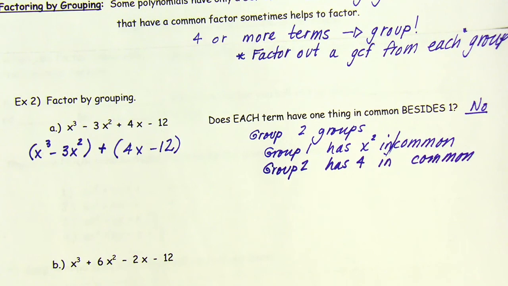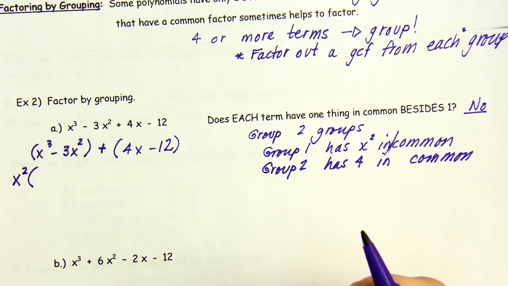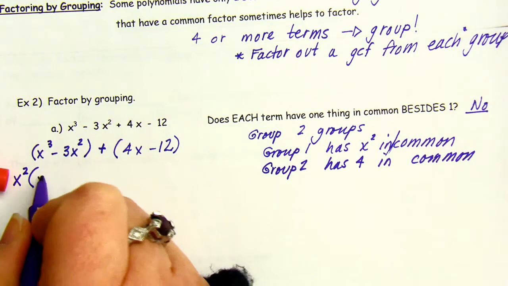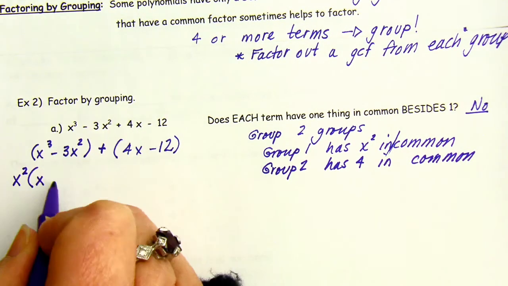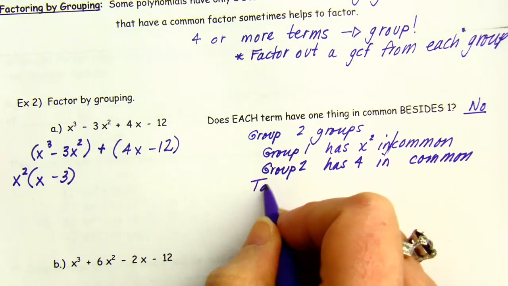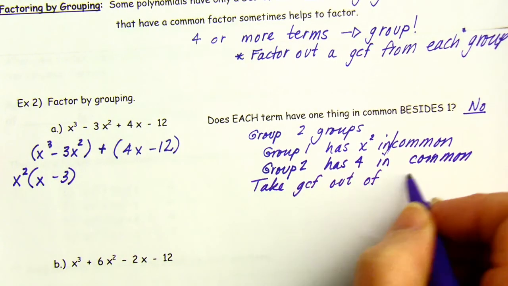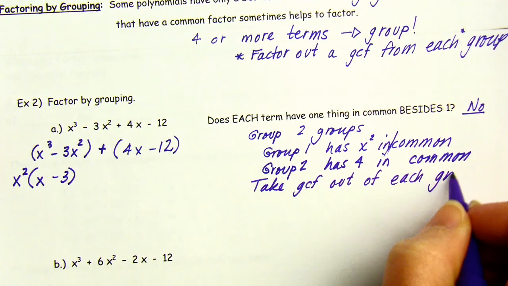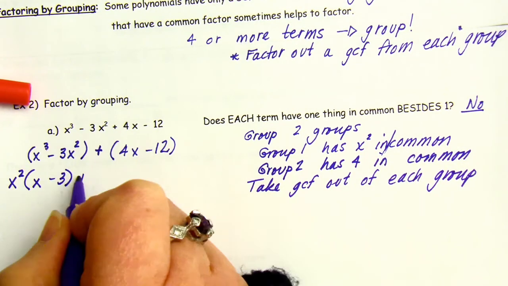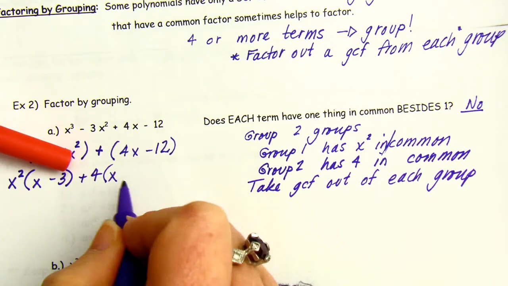So I'm going to factor them out. So in this first group, I'm going to write x squared on the outside, right? Because factor means divide. I'm dividing out the x squared. X cubed divided by x squared is x. Negative 3x squared divided by x squared is negative 3. All right, so I took the GCF. Take GCF out of each group. All right, the GCF here was 4. It's positive 4, so plus 4 comes out. 4x divided by 4 is x. Negative 12 divided by 4 is negative 3.